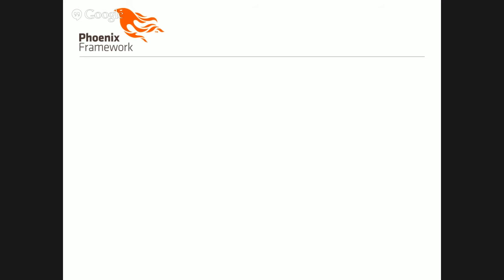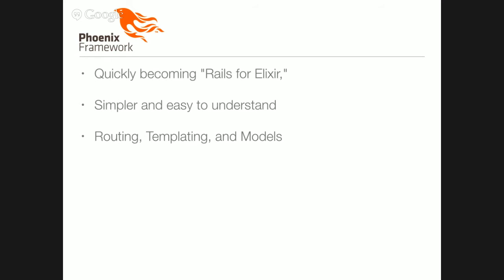Phoenix is quickly becoming Rails for Elixir, even though it's nothing like Rails, it's much simpler. It's much easier to figure out what's going on than in Rails just because of its simplicity. I like it a lot better. It has basically routing, templating, models, the standard things that you would expect. You don't really have to use any of those if you don't want to. You can change it.